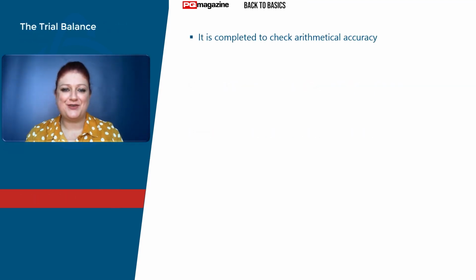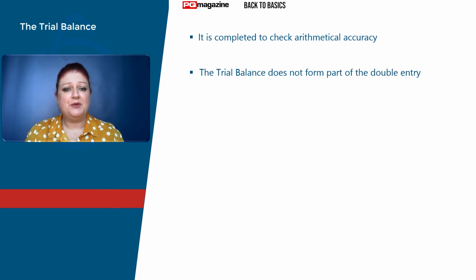Why do we create the trial balance? We create the trial balance to test the accuracy of our entries. We list the balances from all of our accounts, and if the debit total and the credit total don't match, then we have identified that there is an error within the accounts, and we'll need to go back and find that error. Something we need to remember though is that the trial balance is not part of the double entry.